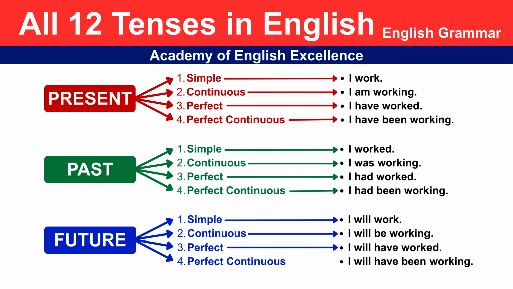The future perfect describes an action that will be completed before a certain time in the future. For example, I will have worked, or I will have worked by 5 p.m. The future perfect continuous describes an action that will continue up to a specific time in the future. For example, I will have been working, or I will have been working for 2 hours by 5 p.m.